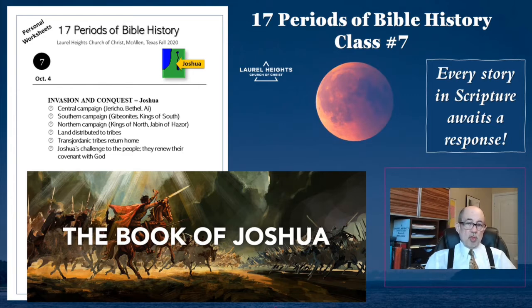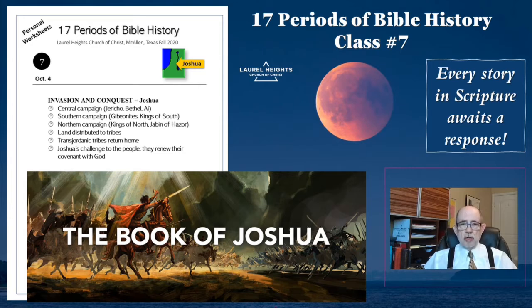Every place that the sole of your foot will tread upon, I have given to you, just as I promised to Moses. From the wilderness and this Lebanon as far as the great river, the river Euphrates, all the land of the Hittites to the great sea toward the going down of the sun shall be your territory. No man shall be able to stand before you all the days of your life. Just as I was with Moses, so I will be with you. I will not leave you or forsake you.